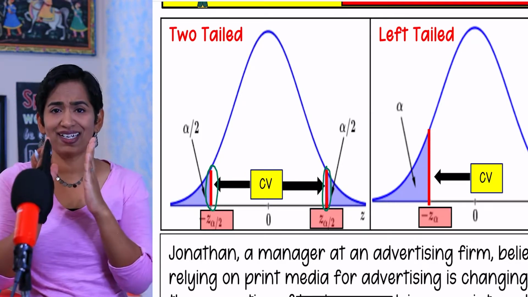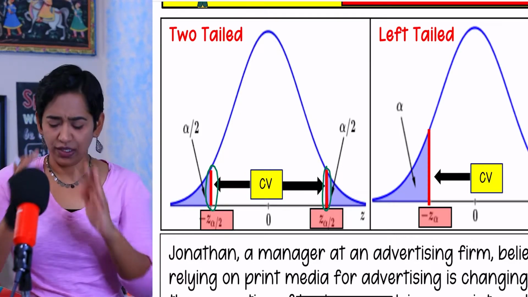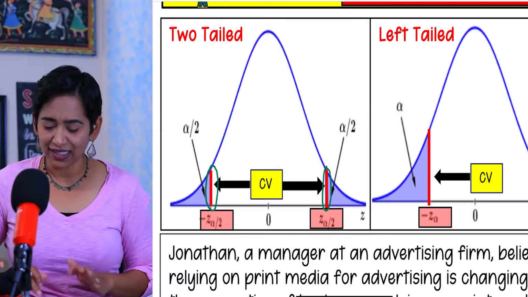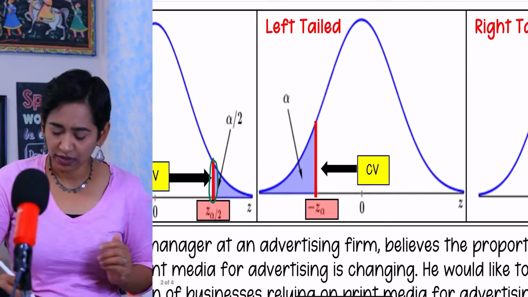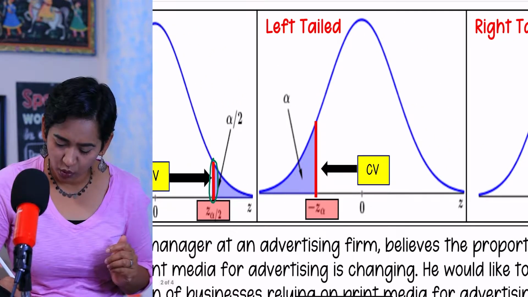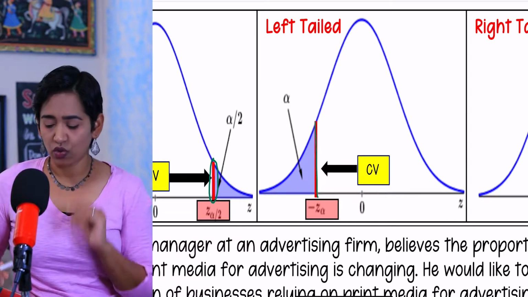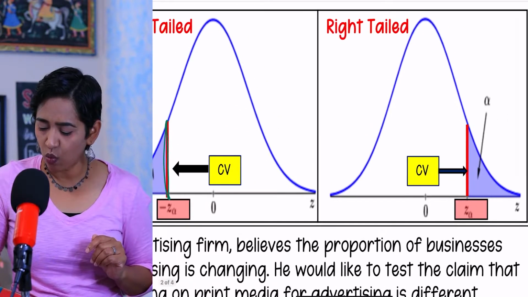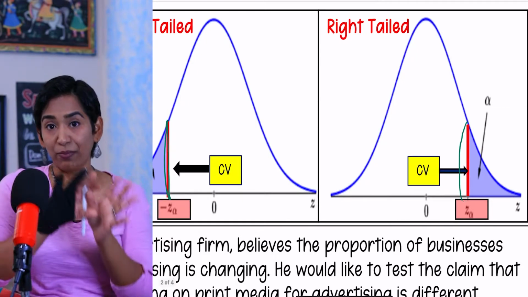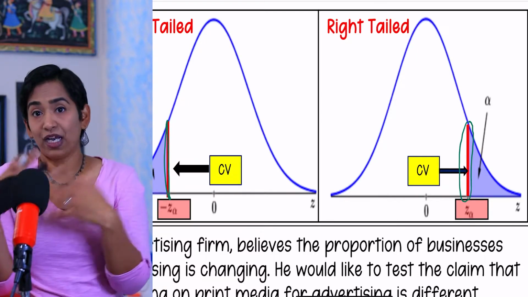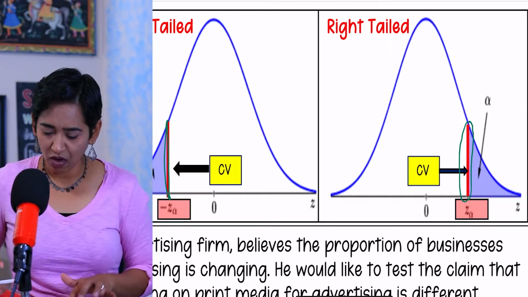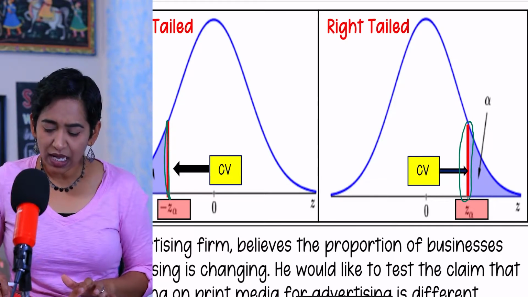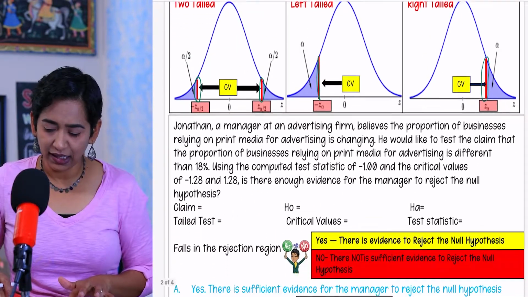So if it's a two-tailed test, I'll have two critical values. If it's a left tail test, I have only one critical value. This is my critical value. Do you see that? The one in red. That's my z-score again. If it's a right tail test, I will only have one critical value. So anything beyond the critical value becomes the rejection region. All right. Now let's go ahead and take a look.